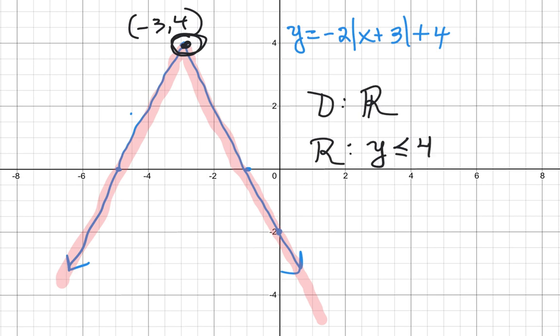Okay, so domain, again, with these absolute values, all real numbers all the time. And the range with these absolute value functions is anything greater than or equal to or less than or equal to, depending on which way it's opening, the y value of the vertex.